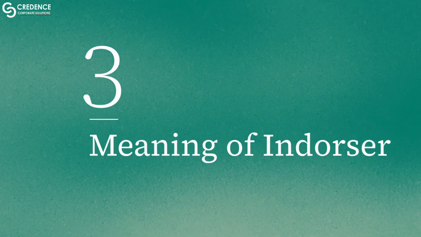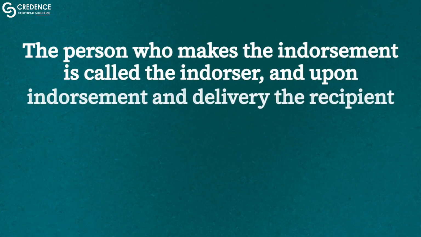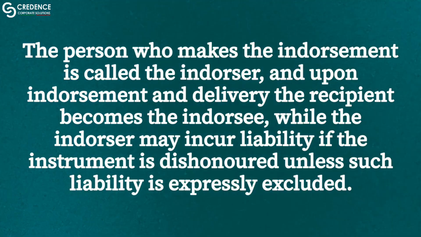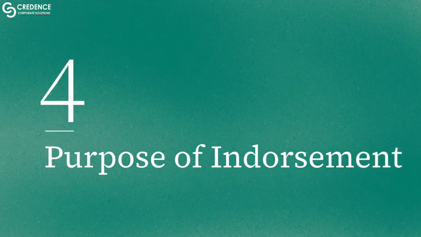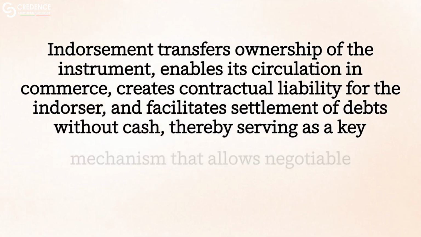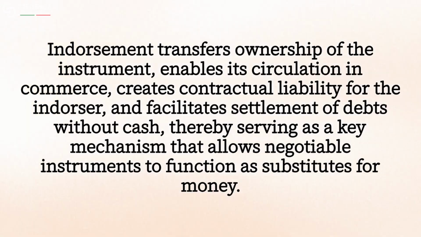3. Meaning of endorser. The person who makes the endorsement is called the endorser, and upon endorsement and delivery the recipient becomes the endorsee, while the endorser may incur liability if the instrument is dishonored unless such liability is expressly excluded. 4. Purpose of endorsement. Endorsement transfers ownership of the instrument, enables its circulation in commerce, creates contractual liability for the endorser, and facilitates settlement of debts without cash, thereby serving as a key mechanism that allows negotiable instruments to function as substitutes for money.